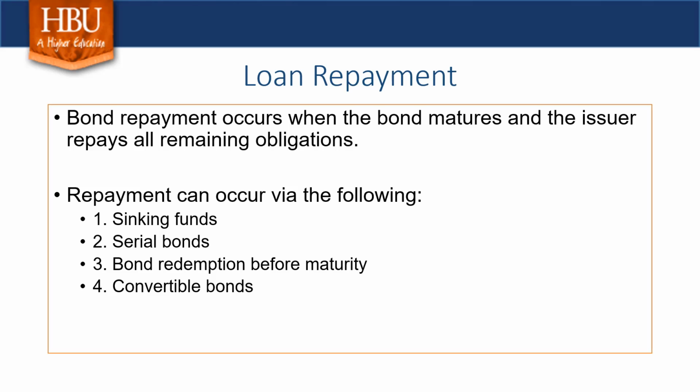Because a bond is viewed like a loan, bond repayment ultimately occurs when the bond matures and the issuer of that bond has to repay all the remaining obligations. Here are four ways that repayment can occur: sinking funds, serial bonds, bond redemption before maturity, and convertible bonds. We're going to talk about each of these in the next few slides.